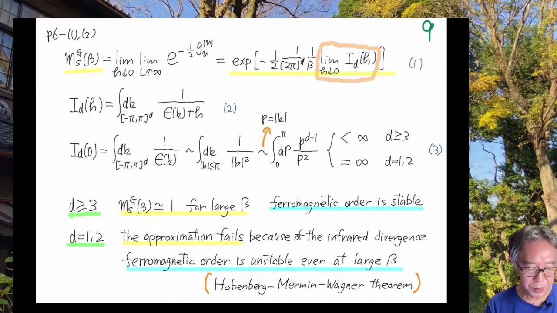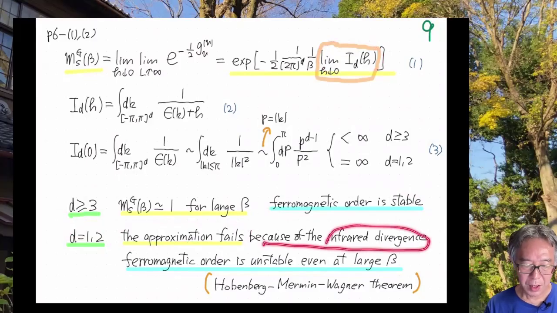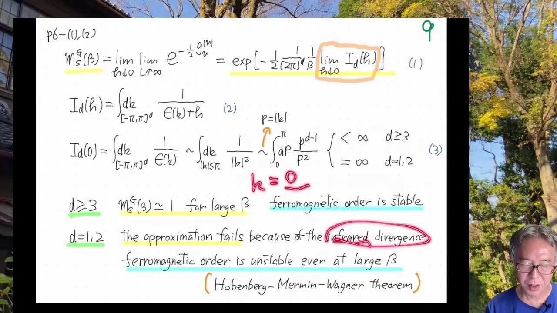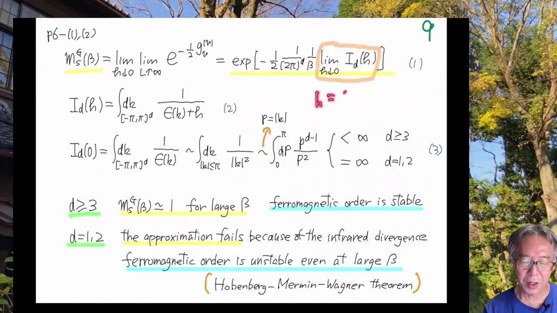Okay, what happens in dimension 1 or 2? Well, we see that this is divergent. So this doesn't tell us much, except for the fact that the approximation failed. The approximation failed because of the infrared divergence. Here we had divergence from near k equals 0, and you call it infrared divergence. Instead, if you get divergence from k equal infinity, you say that we have ultraviolet divergence. I think this is an ancient expression, but we still use it.